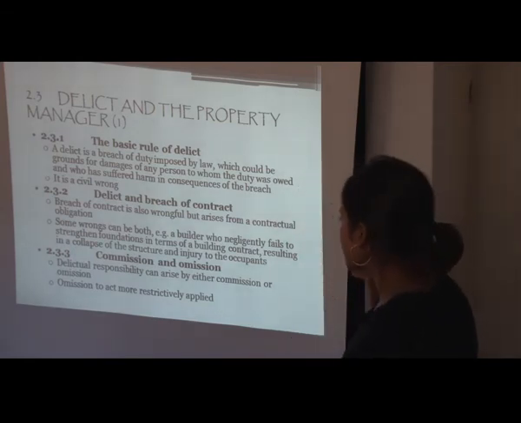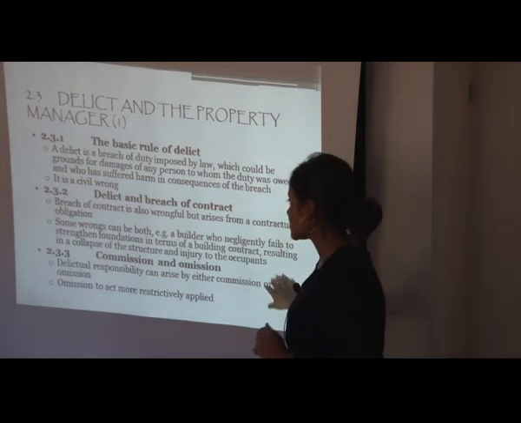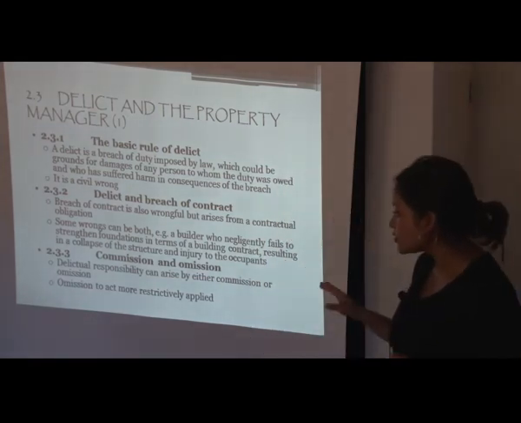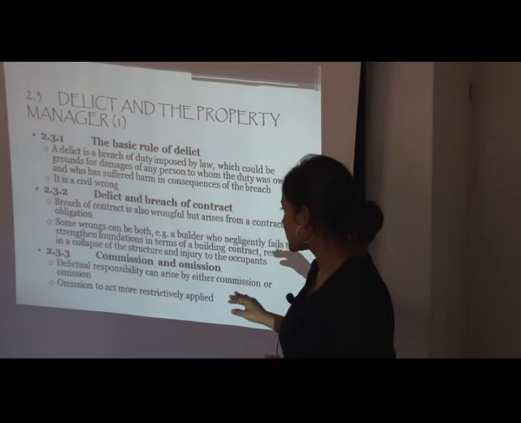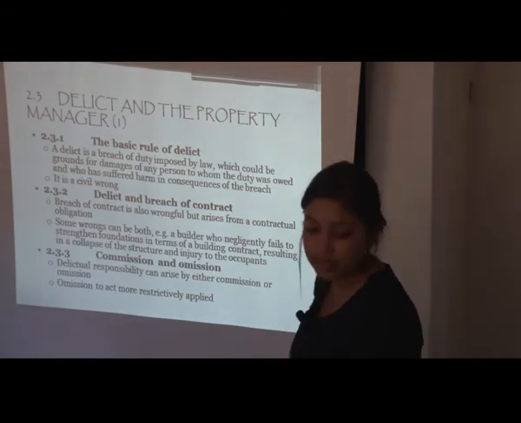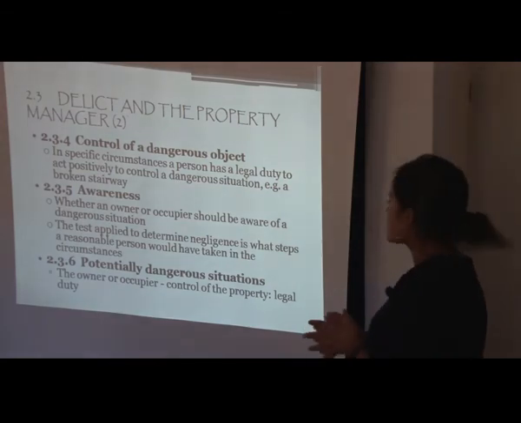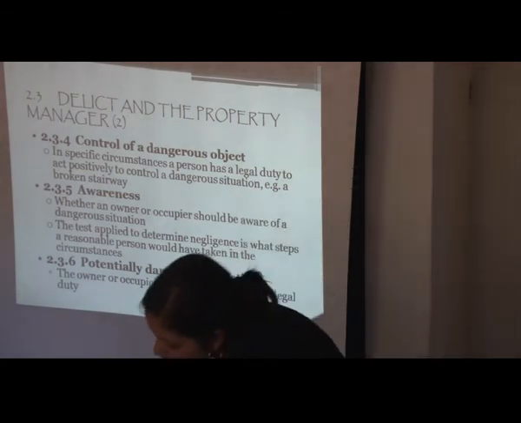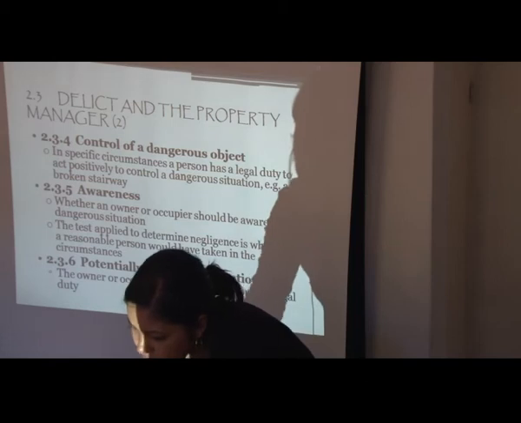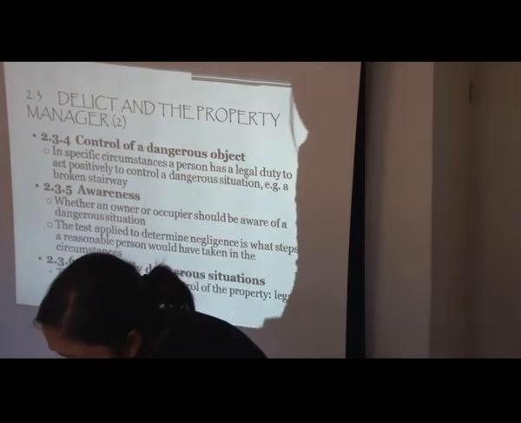Delictual responsibility can arise by either commission or omission. Omission is to act restrictively. Omission to act more restrictively is applied. Okay, what does that mean? They actually don't give the definitions here. The definition is in your textbook.